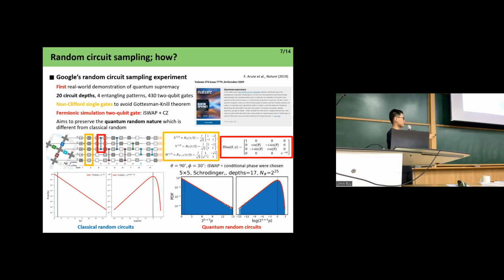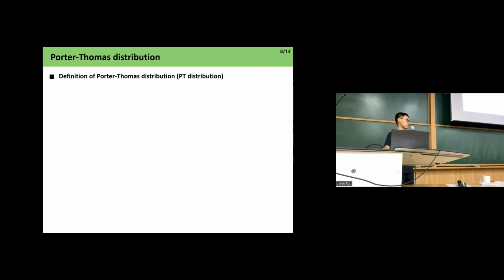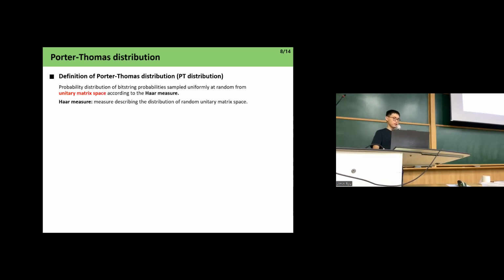So how did this distribution come about? I'm going to explain a little bit about it. The distribution I just showed you is called the Porter-Thomas distribution, or PT distribution. It is defined over the Haar measure on unitary matrix space, and so on. But in short, this distribution is generated if you have sufficiently random quantum states.